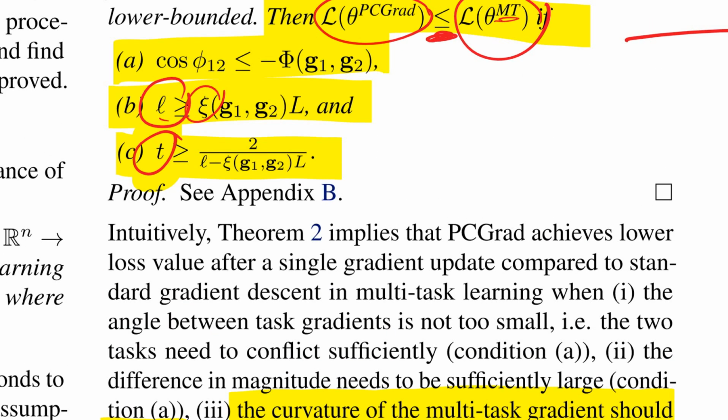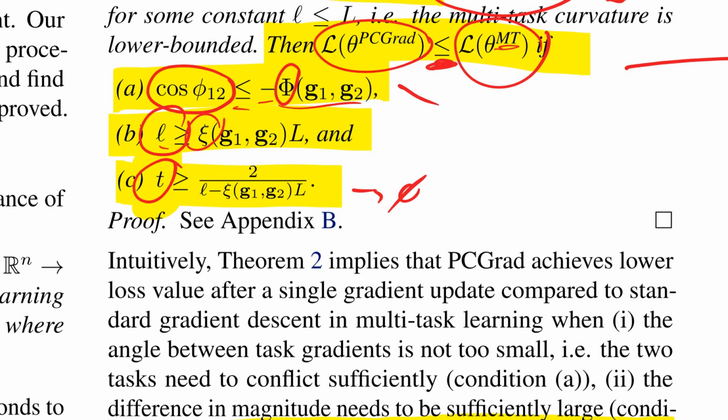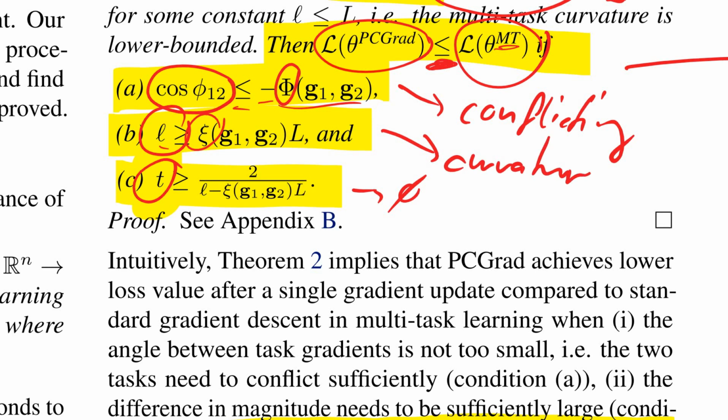And the first condition we've already seen is that the cosine of the angles needs to be smaller than negative something that depends on the gradients. And this here turns out actually to be the magnitudes of the gradients. So this here we can neglect. That's a step size condition. This here means the gradients should be conflicting. And this here means that there should be sufficient curvature in the loss function.